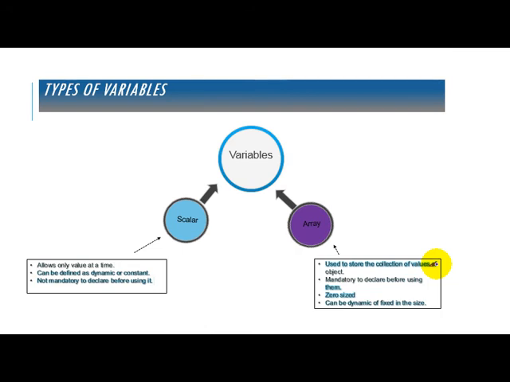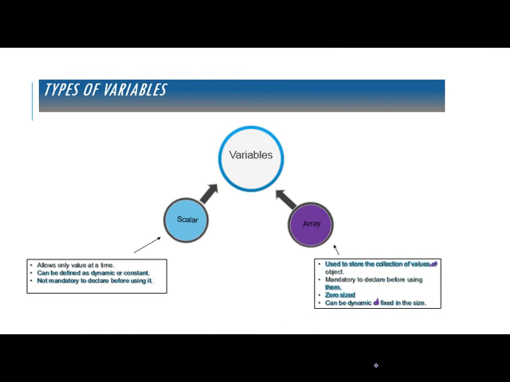Then zero sized. Keep that point highlighted. We will come to this part. It's nothing but index based. Array is usually index based. Indexes always start from 0. That's what zero sized is meant for. Can be dynamic or fixed. Again it should be "or", so write "or" here. So can be dynamic or fixed in the size.